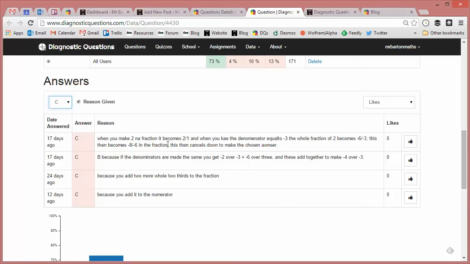A lot of these students have correctly changed the two wholes into minus 6/3, but then they've messed up when it comes to the adding of the negative numbers here. So we've got that one is changed into minus 6/3, but here when they've added minus 2 onto it, they've ended up with minus 8, and minus 8 over 6 is minus 4. So a very big misconception there. I like this one here because if the denominators are made the same, you get minus 2 over 3 and minus 6 over 3, and if you add them together, you get minus 4 over 3.